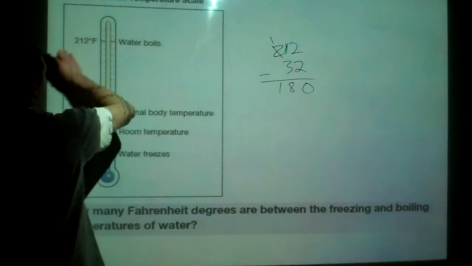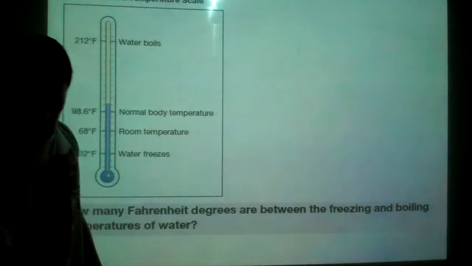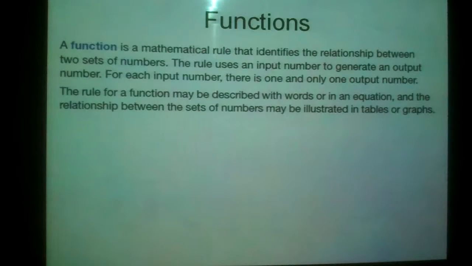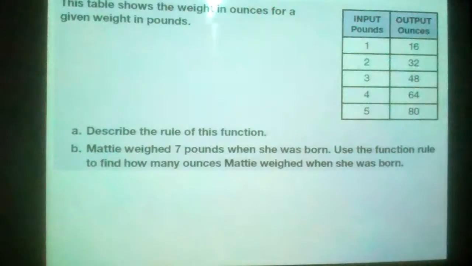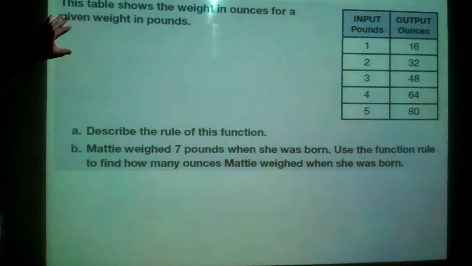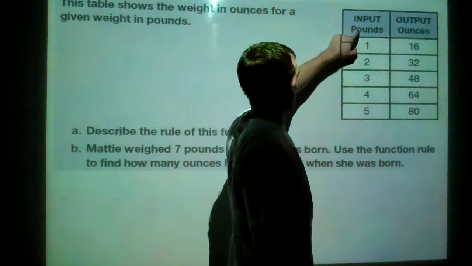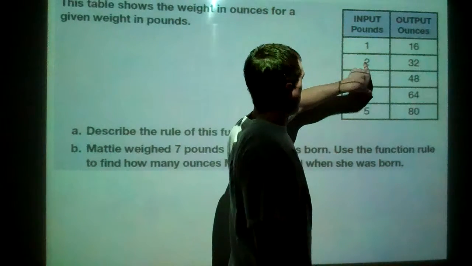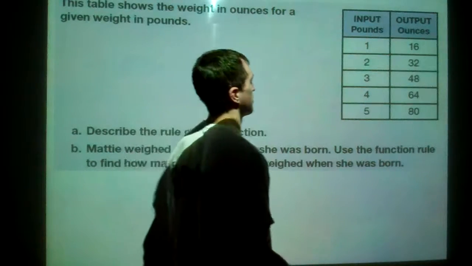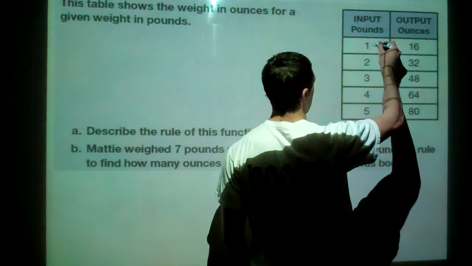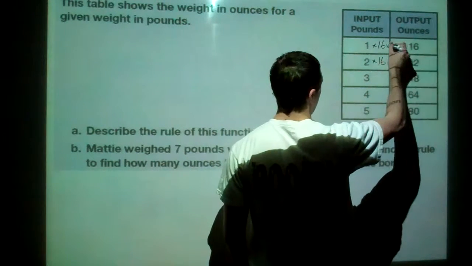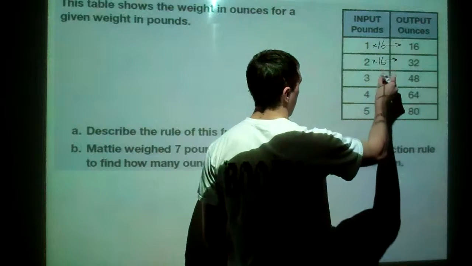Okay. Real quick, we need to look at function tables, which we will be hitting a little bit more in the future. A function is a mathematical rule that identifies the relationship between two sets of numbers. We have an input and an output, and we're going to use that with this table, which shows the weight in ounces for a given weight in pounds. So our input would be 1 pound is 16 ounces, 2 pounds is 32 ounces. So our rule for this table is, to get from this side to this side, we're just multiplying by 16. That gets us over here. Alright? And that applies all the way down.